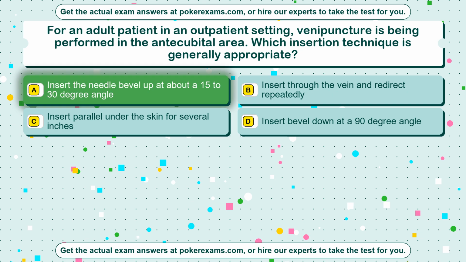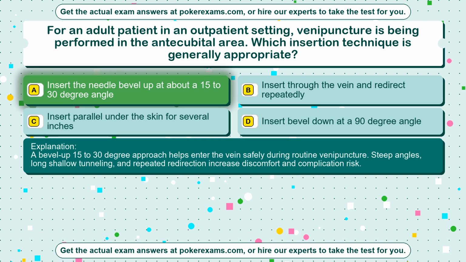The correct answer is option A, insert the needle bevel up at about a 15 to 30 degree angle. A bevel up 15 to 30 degree approach helps enter the vein safely during routine venipuncture. Steep angles, long shallow tunneling, and repeated redirection increase discomfort and complication risk.